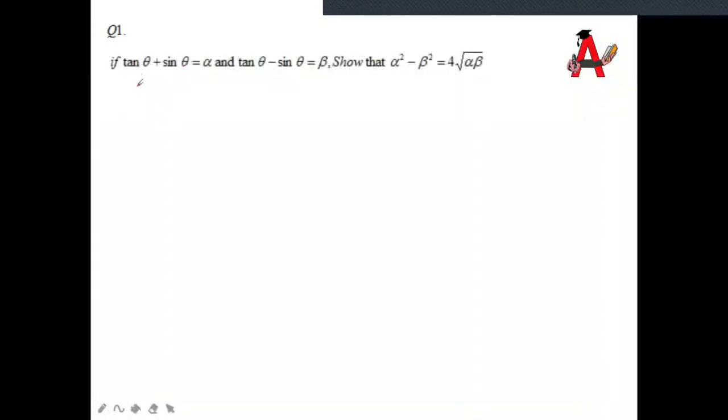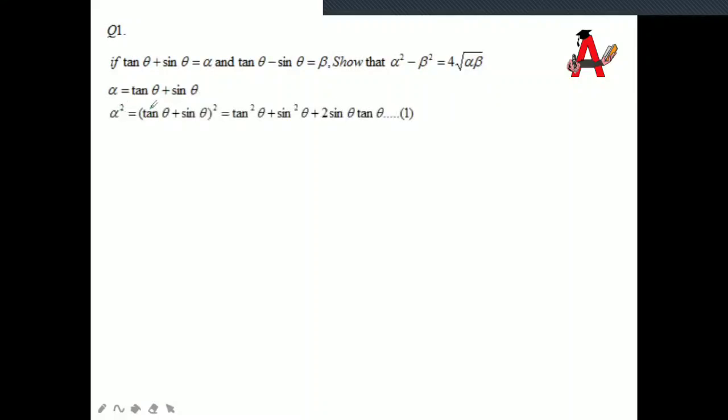If tan theta plus sin theta is equal to alpha and tan theta minus sin theta is equal to beta, then show that alpha square minus beta square is equal to 4 square root of alpha beta. Let's start with the left hand side, which means you have to show alpha square minus beta square. For that, we will first take alpha, which is tan theta plus sin theta. We will square both sides.